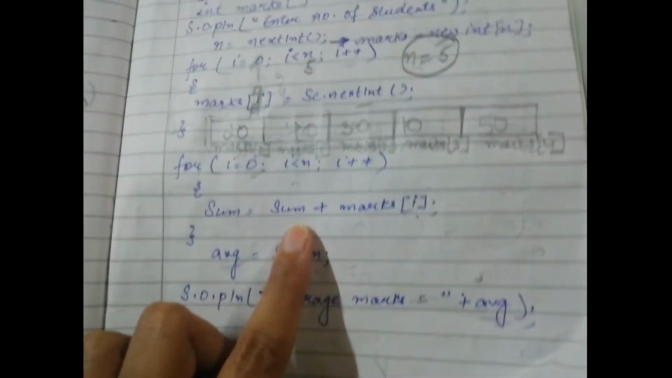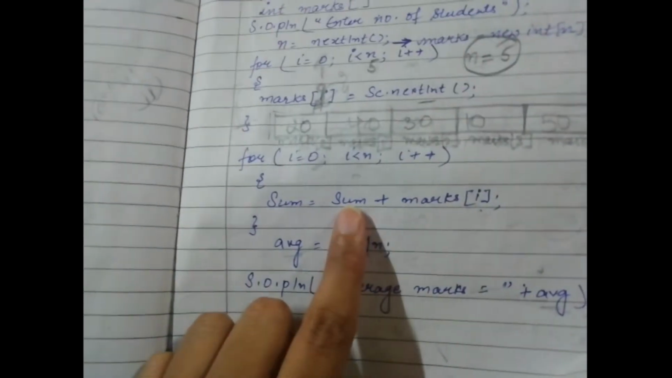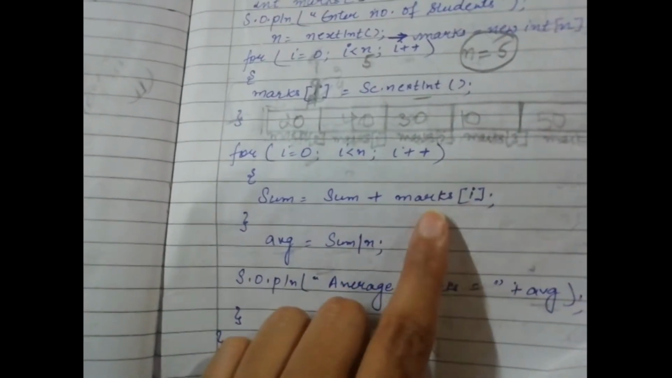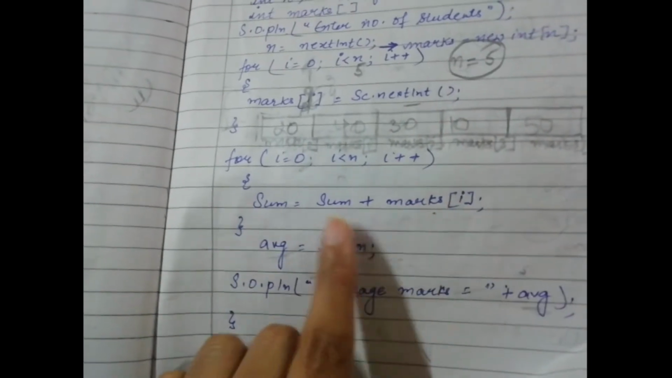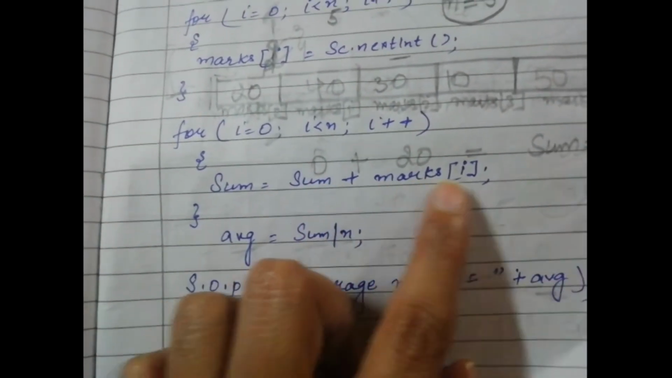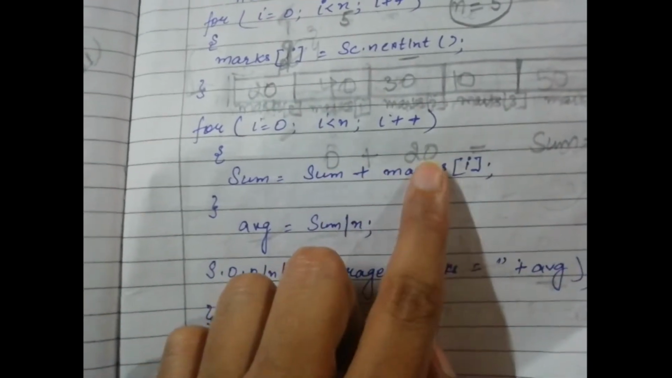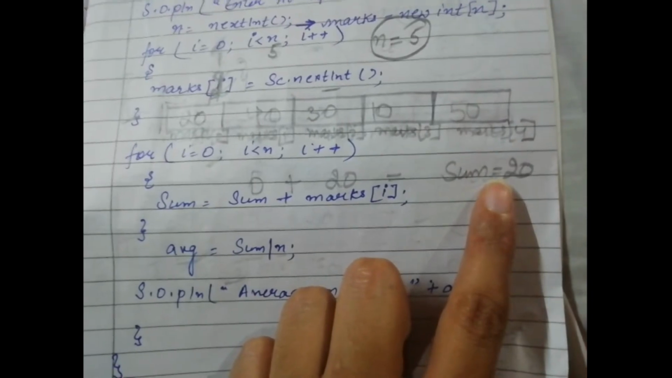What is the value of sum? Sum has a value 0 here. So 0 plus marks[i]. What is the value of i? It's 0. So marks 0. Marks 0 has a value 20. So 0 plus 20 equals 20. So now sum has a value of 20.